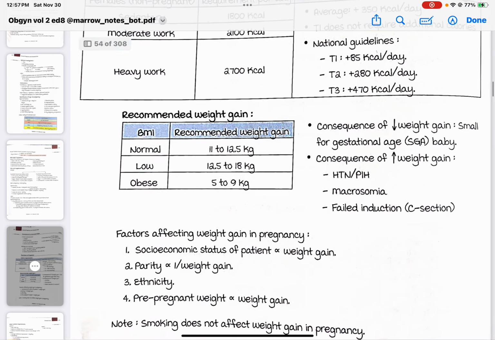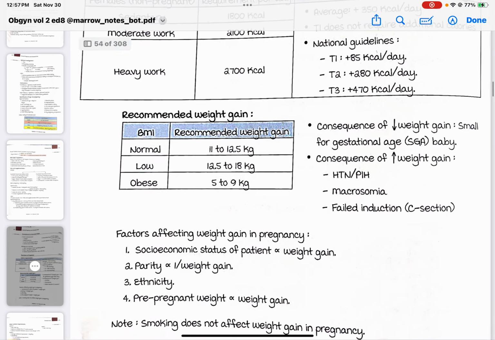Consequences of decreased weight gain: small for gestational age baby. Consequences of increased weight gain: hypertension, pregnancy induced hypertension, macrosomia, failed induction, C-section.